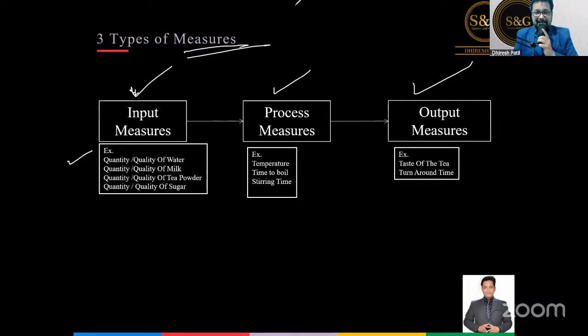Can anybody tell me, in the define phase, which tool will help you to find out what those input, process, and output measures are? Type in the chat box. In the define phase, there is a specific tool we use which can give us all the details of these input, process, and output measures. Type in the chat box, everybody. Let me see how many people can answer this question. See, right now we are in the measure phase, but in the define phase, there is one tool we use for this.